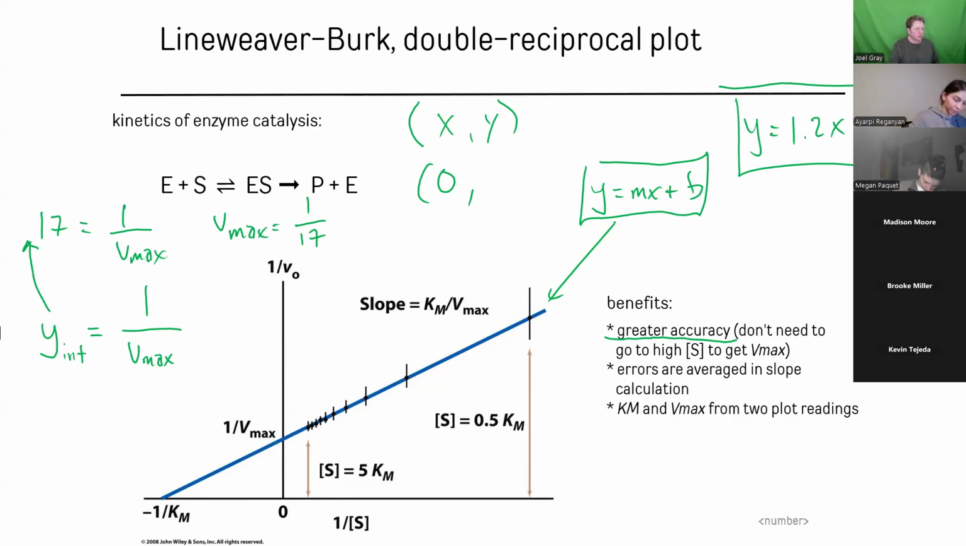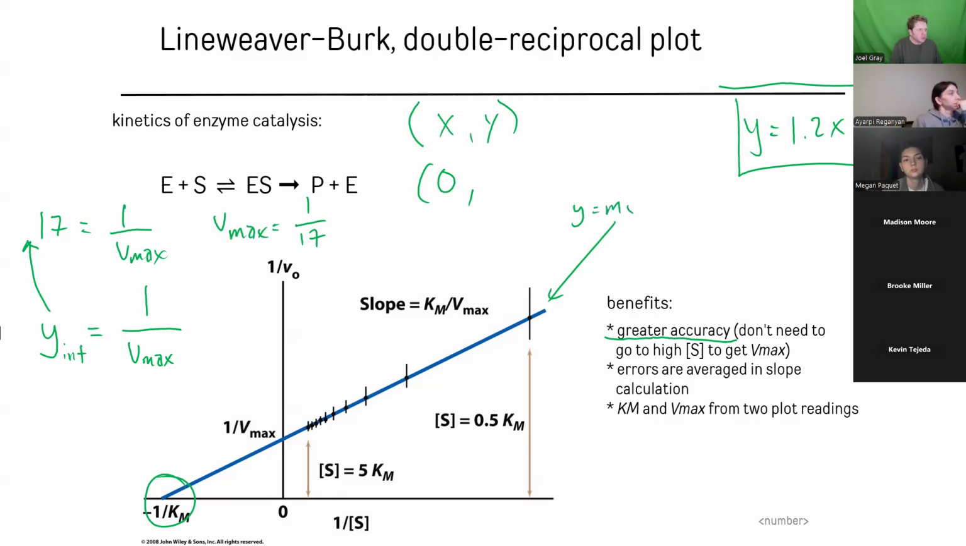Okay, so that's what we have to do there to solve for our y-intercept, and therefore solve for our Vmax, because our y-intercept is equal to 1 over Vmax. Now, next up, the value of a Lineweaver-Burk double reciprocal plot for Km. Well, our Km is very similar. So let's say hypothetically, I'll rewrite that. y equals mx plus b.